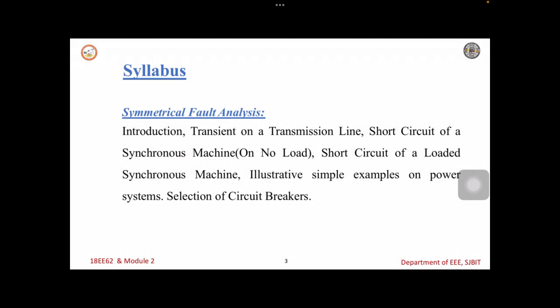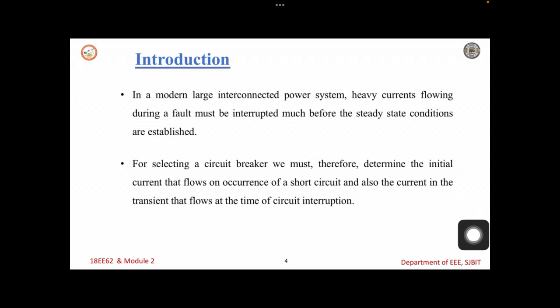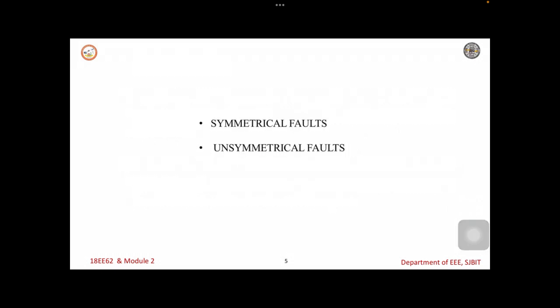The topics under this module 2 on symmetrical fault analysis are introduction, transients on transmission line, short circuit of a synchronous machine, short circuit on a loaded synchronous machine, illustrative examples, and selection of circuit breaker. So, in this class I will be explaining the transients on a transmission line due to short circuit.